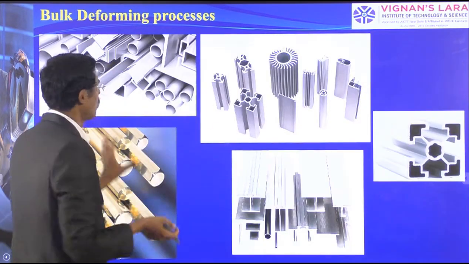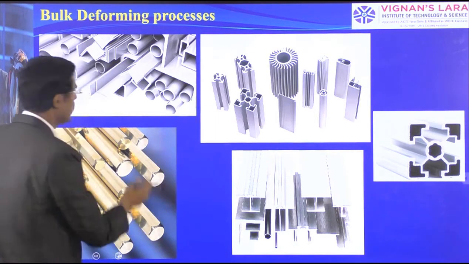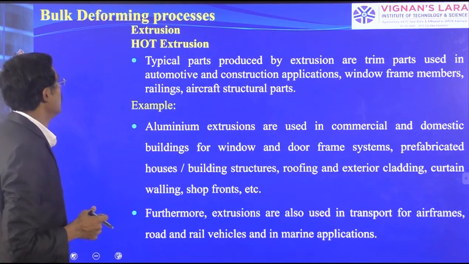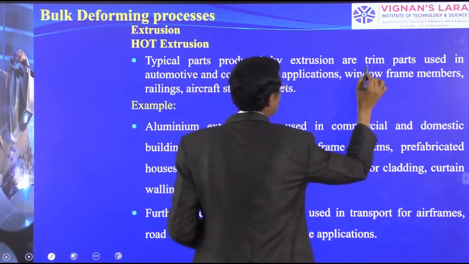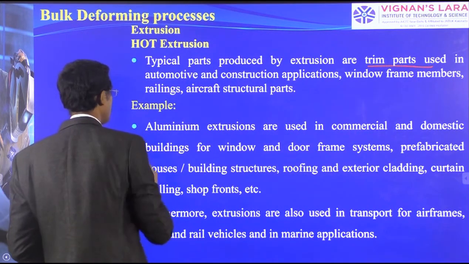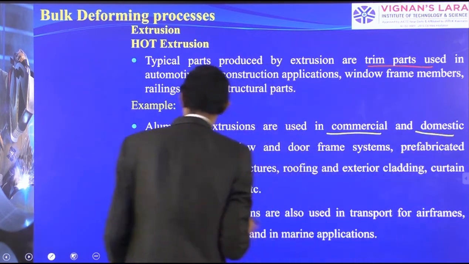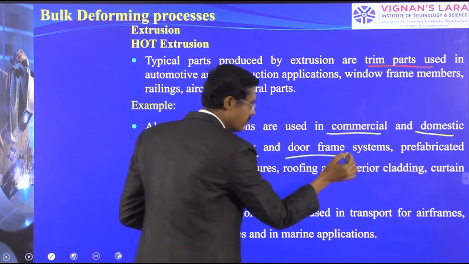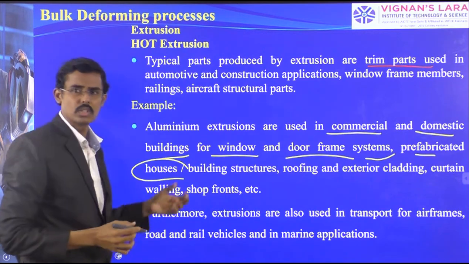So some images I want to show you. These images belong to these extrusion processes. Hot extrusions, a typical part produced by extrusion, a trimmed part used in the automotive industries. For example, aluminum extrusions are used in commercial and domestic buildings for windows, doors, door frame systems, prefabricated houses. So you can remember.